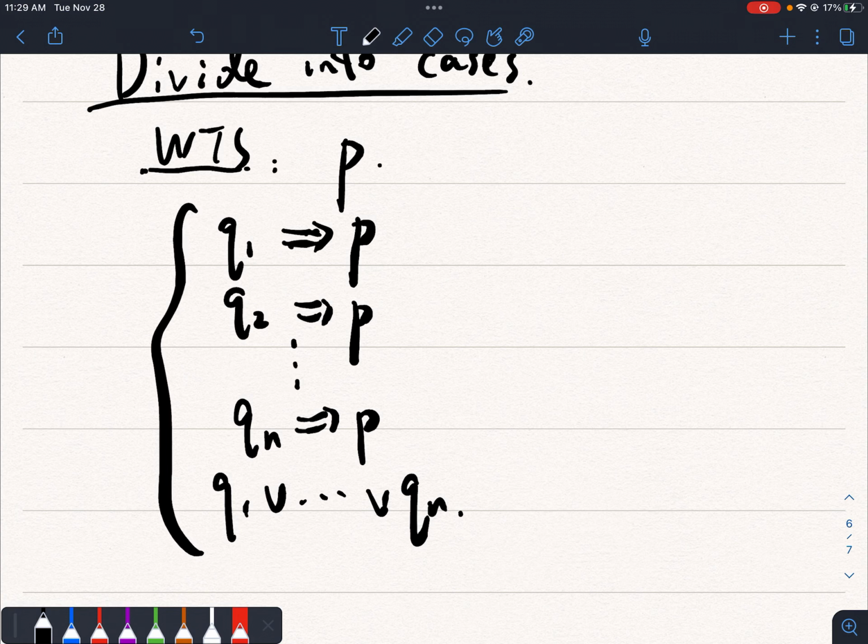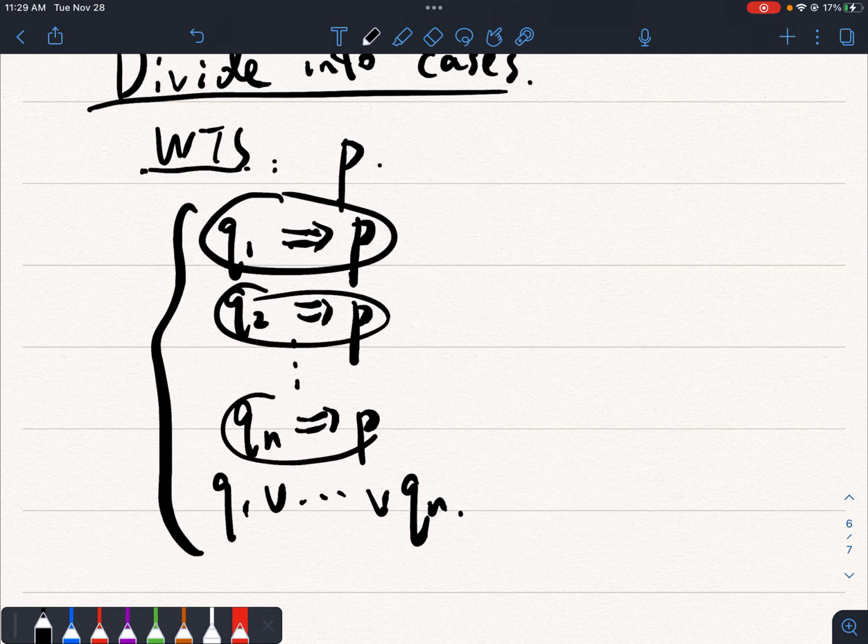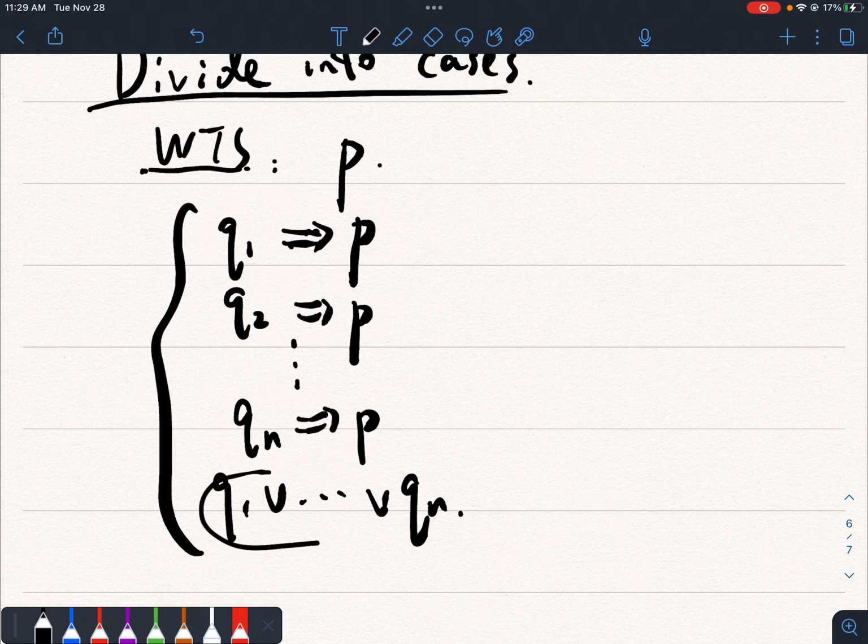So let me explain why this will give you a proof. Okay? So if you can show Q1 implies P, Q2 implies P, up to Qn implies P, and then you can show at least one of them is true, then you just take one of them. Let's say Qi is true. But Qi will imply P. Now Qi is also true, so P is true. So this will imply that P is true. So which means we can use this as a strategy to solve a problem in general.